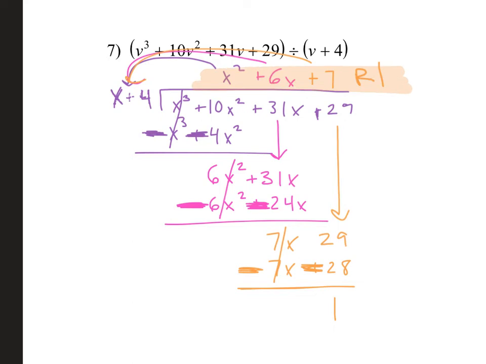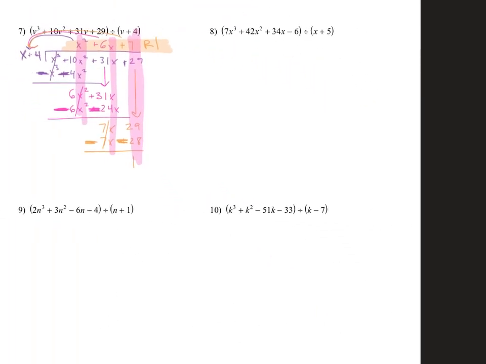So again, all of our x squareds are lined up. All of our x terms are lined up. All of our constants are lined up. So you want to be as neat and organized as possible. Keep everything organized, and it's just the same pattern over and over. So instead of 9, we're going to do 10.